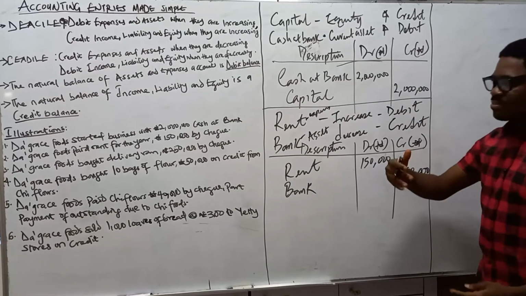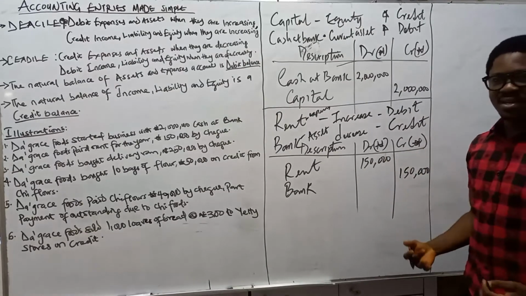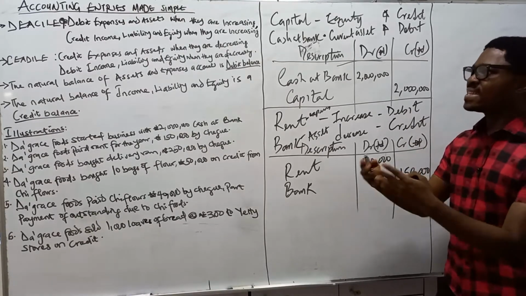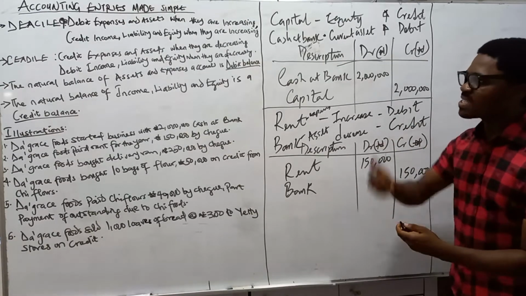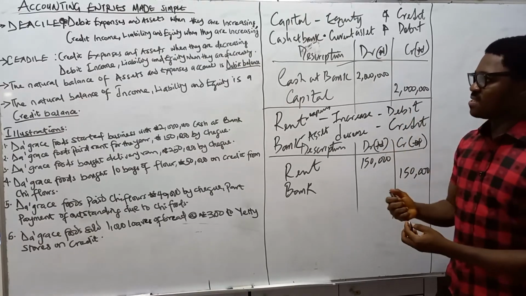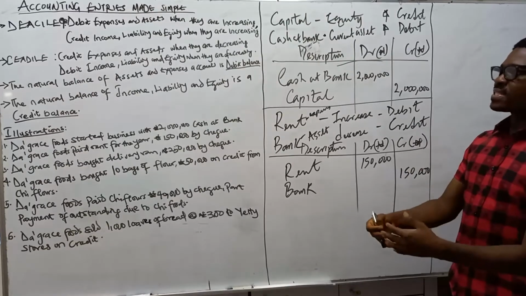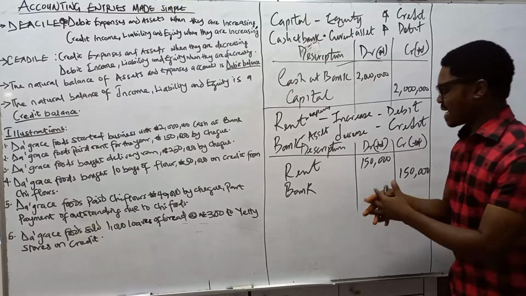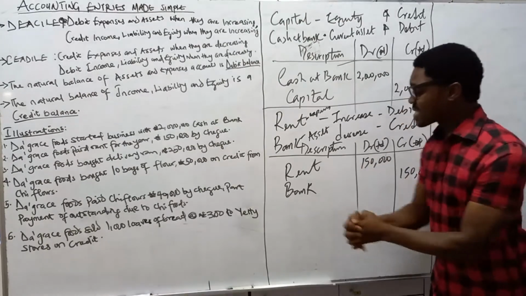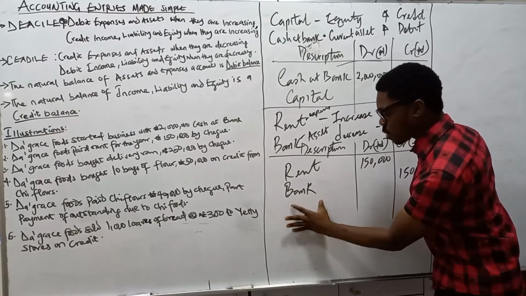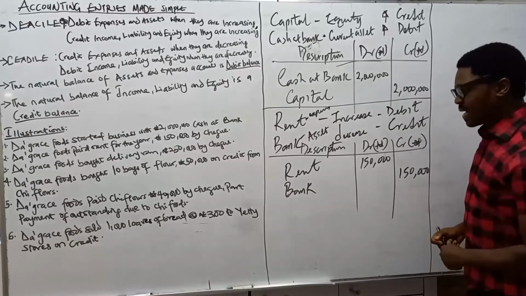Again, why are we debiting rent? Why are we crediting bank? We are debiting rent because rent is an expense, and businesses will debit expense when expense is increasing. That is the reason we debited rent. And the inverse, which is the opposite of this, says that you credit expense and asset when they are decreasing. Bank is an asset, a current asset for that business. It has reduced. What did we do? We credited it.